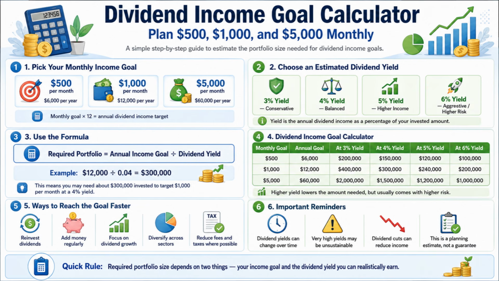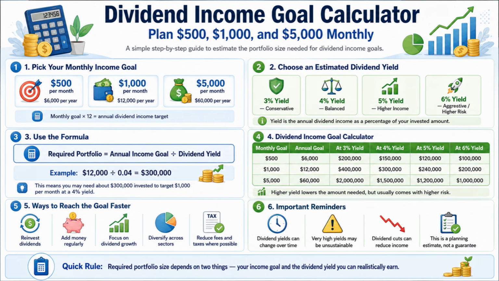Next, you need to choose an estimated dividend yield. A 3% dividend yield is usually more conservative, whereas a 4% yield may be considered balanced. A 5% yield can provide higher income, whereas a 6% yield may look attractive but can also come with higher risk. Therefore, it is important to remember that dividend yield means the annual dividend income compared to the amount of money invested. Then, you can use a simple formula to calculate the required portfolio size.